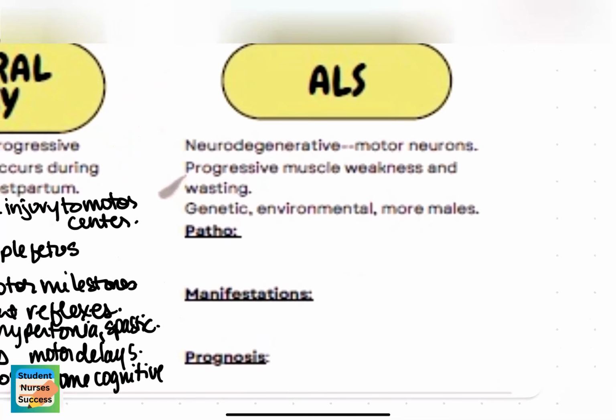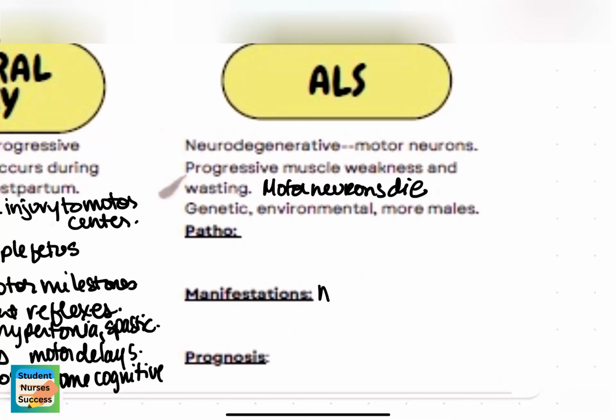ALS, or amyotrophic lateral sclerosis, is a neurodegenerative disease that affects nerve cells in the brain and the spinal cord. It results in progressive muscle weakness and wasting. Eventually, the motor neurons die. Causes may include genetics and environmental conditions or even exposures. We do see more males affected than females.